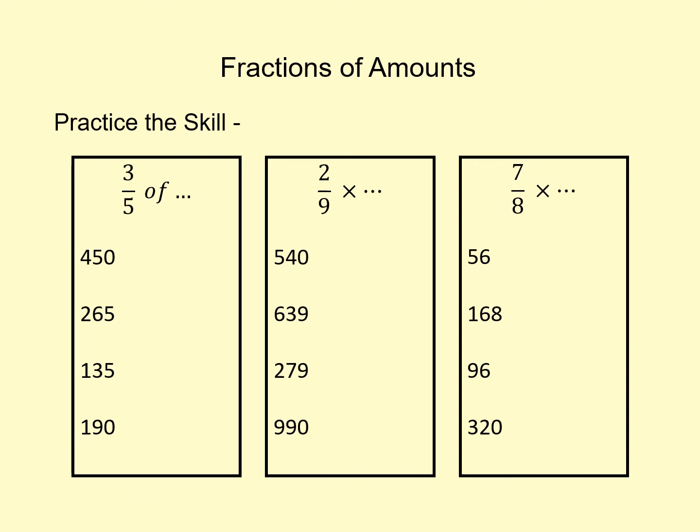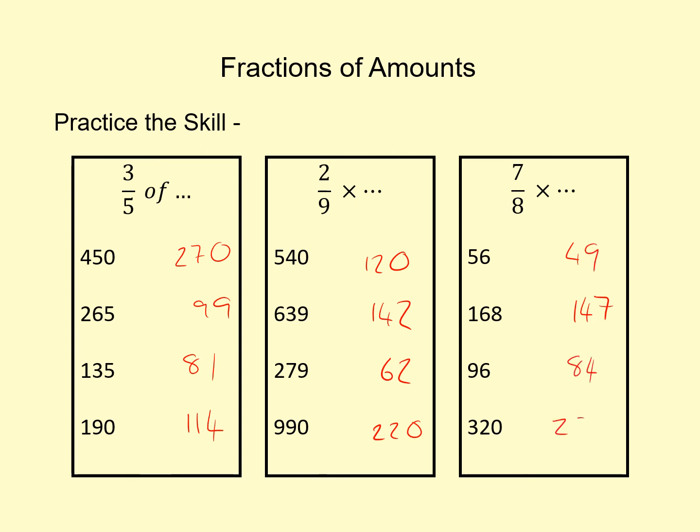Okay, so for these, we've got 350 to 450, which we work out to be 270. 265 divided by 5 multiplied by 3 gets me 99. 135 should get me 81. And that one I think is coming to 114. 540, that's going to be 120. 142. 62. 220. 49, 147, 84, and 280.